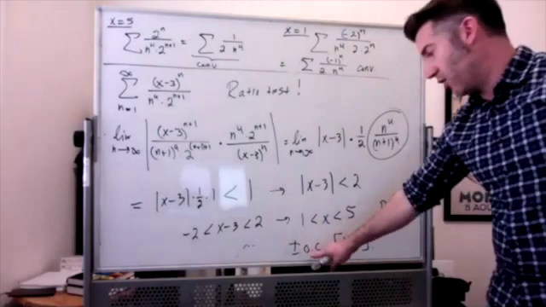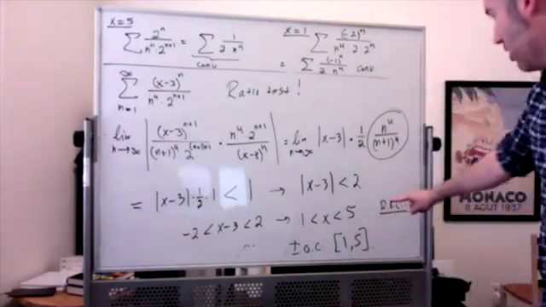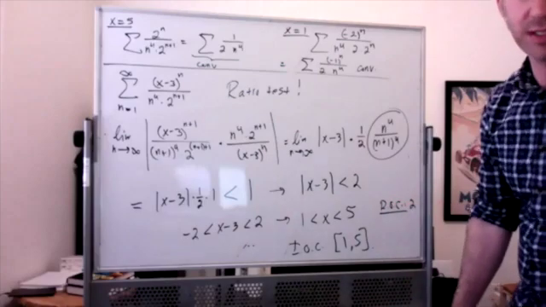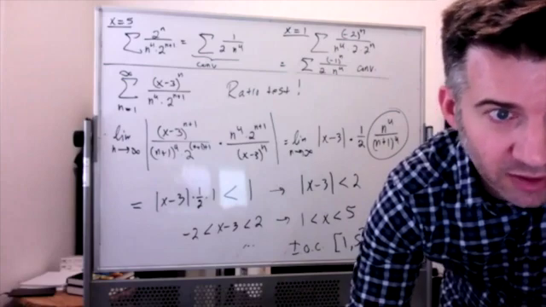Sorry, it's the IOC, the interval of convergence. And then this is the ROC, the radius of convergence. Yeah, I think it's a fairly typical abbreviation.